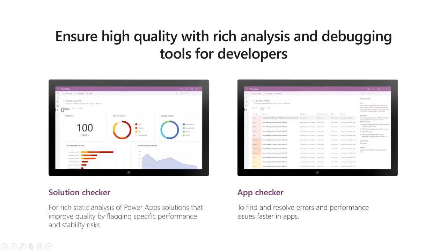In the system, there's a solution checker that you can use to check your total solution for any issue that causes performance and stability risk in the system. App checker is to check your application, but not the overall solution. It just checks a specific app in the system to help you resolve errors such as formula mistakes or performance issues on the UI itself.